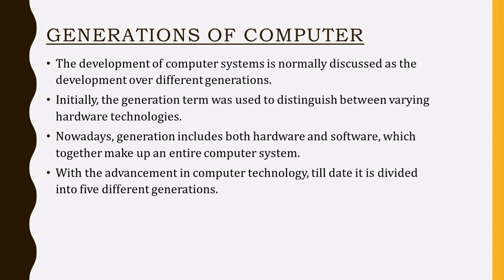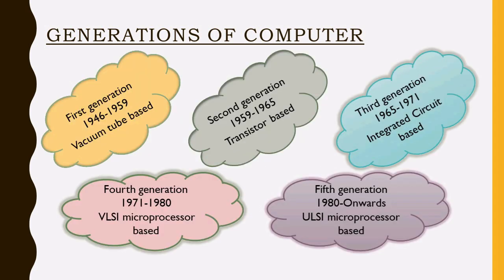In the earlier times, the computers were very huge and costly. They also got heated up easily. At that time, we needed to use AC to make them cool. But with the advancement in computer technology, today's computers not only become faster but also compact. For example, our smartphones. As per the technology, till date, it is divided into 5 different generations.